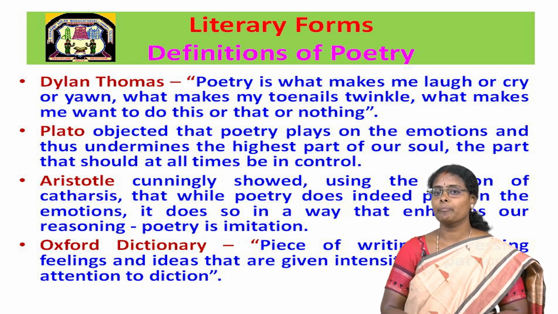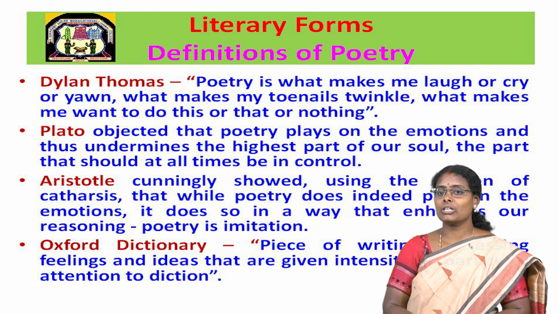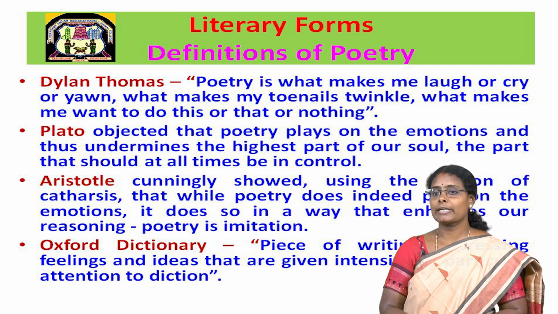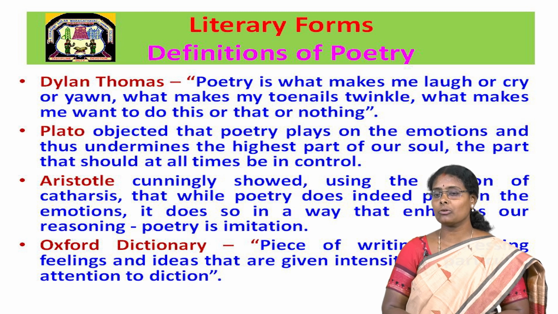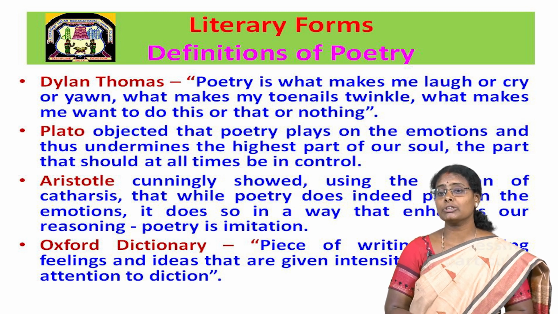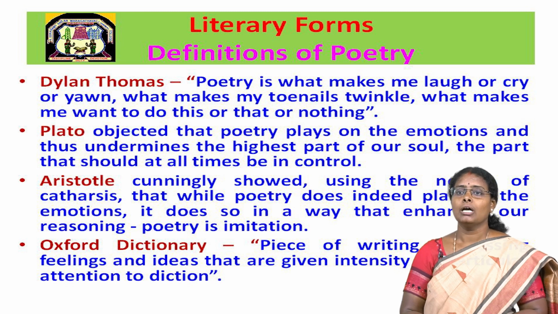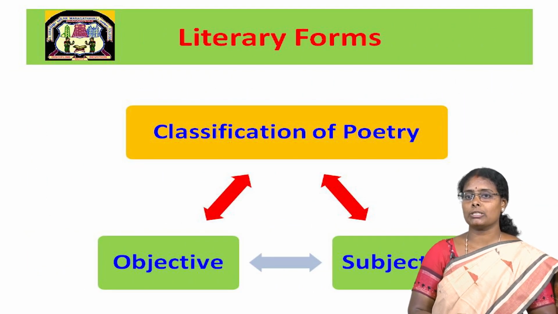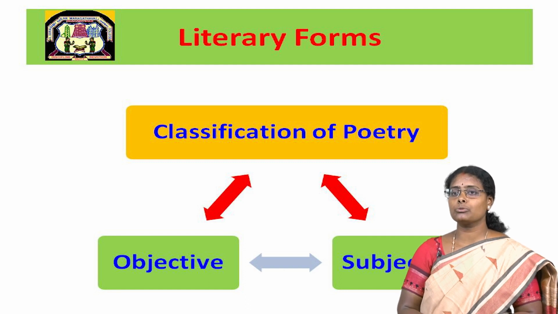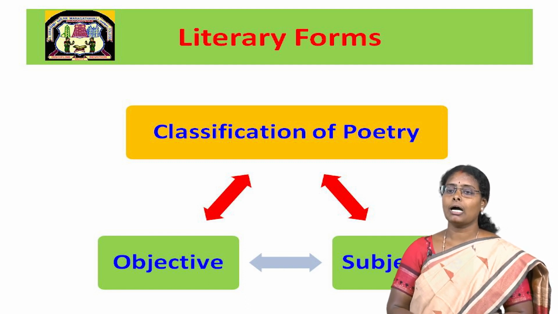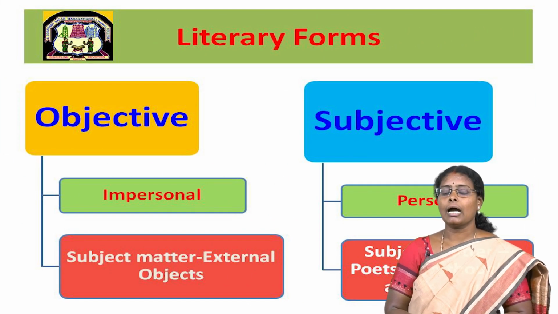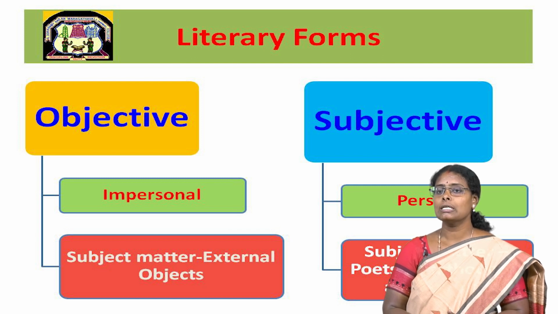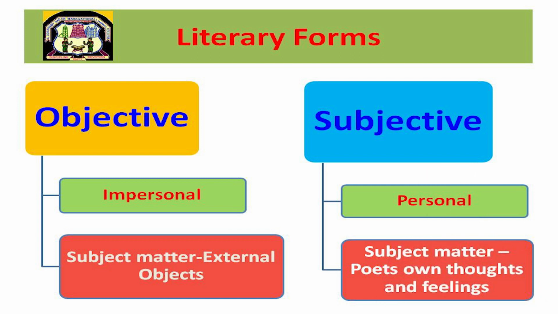Poetry is imitation. And at last, poetry is a piece of writing expressing feelings and ideas that are given intensity by particular attention to diction. It is the definition found in the Oxford Dictionary. Now let us see the classification of poetry. Poetry is classified into two forms, objective poetry and subjective poetry. Objective poetry is impersonal and the subject matter is external objects. Subjective poetry is personal and the subject matter is the poet's own thoughts and feelings.